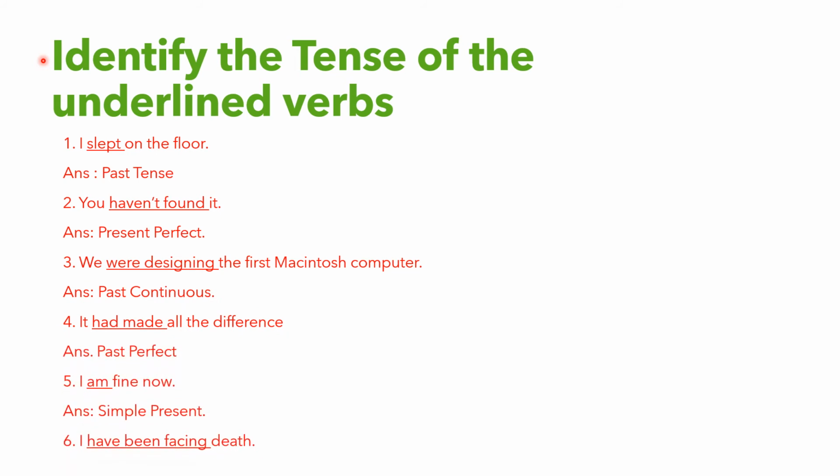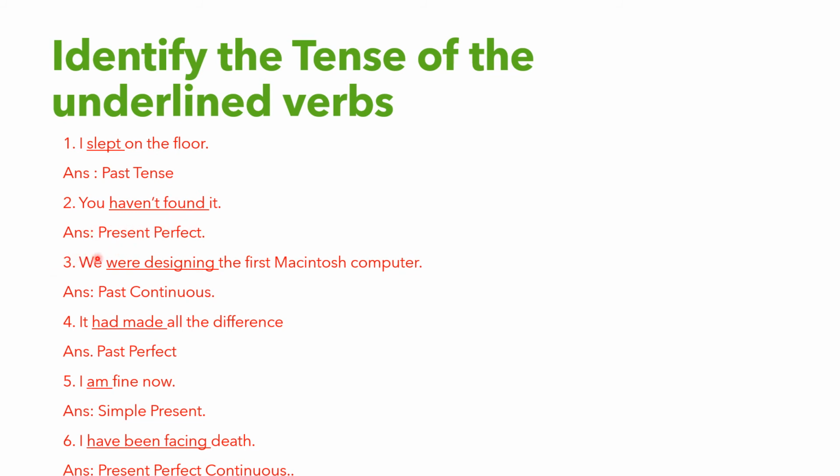Identify the tenses of the underlined verbs. The first example, I slept on the floor. So slept is underlined. Slept is in the past tense. The present tense is sleep. So the past tense is slept. The second example, you haven't found it. So what is underlined? Haven't found. The tense is present perfect.